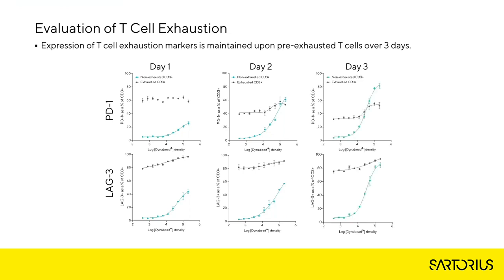By day 3, non-exhausted cells match or exceed the exhausted population when looking at both PD1 and LAG3 expression at high densities of Dynabeads. When looking at the full time course, it is clear that PD1 expression decreases slightly in pre-exhausted cells re-stimulated with low densities of Dynabeads. However, this is not the case with LAG3, where expression is sustained at all stimulation concentrations in pre-exhausted cells.